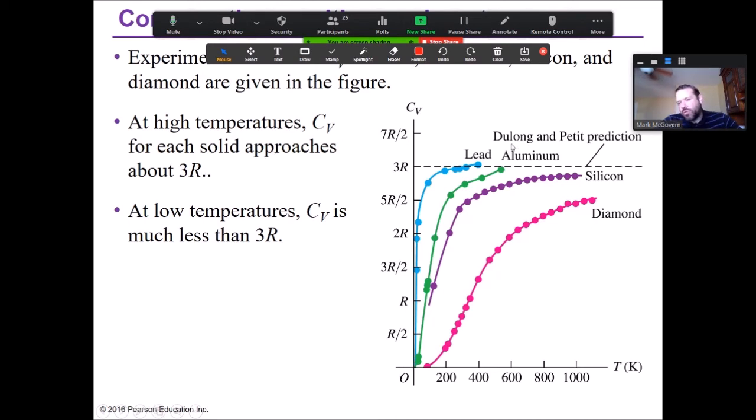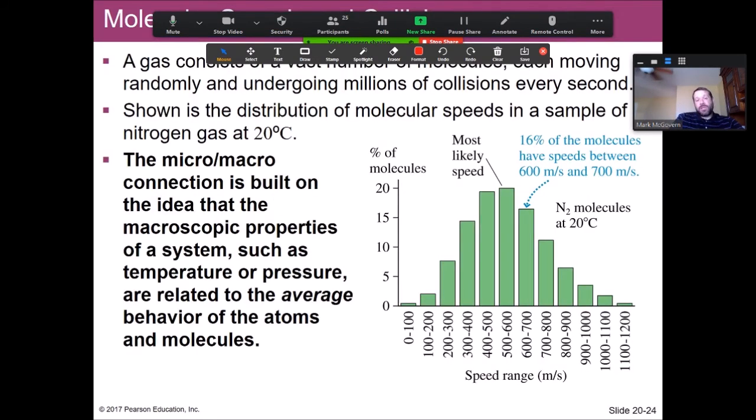Now, there's a name for it here, the Dulong-Petit prediction. It's just the prediction that solids, when they get hot enough, approach this 3R value because of the way that they are. So anyway, beyond that, we can't say much more about solids without getting really technical. And liquids, forget liquids. Liquids are way more complicated, actually.